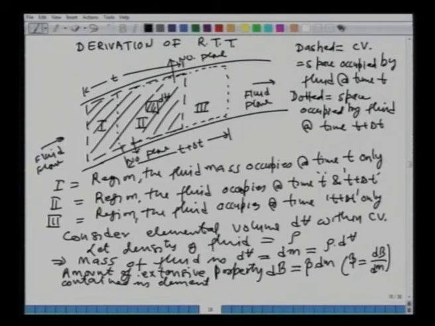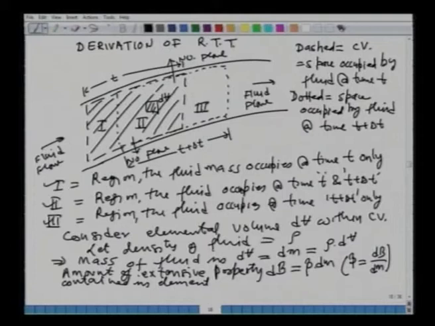What we did is we defined the control volume using this schematic diagram, in which we defined regions 1, 2 and 3, where region 1 was the region at time t only, region 2 was the region the fluid occupies at time t and t plus delta t, and region 3 is the region the fluid occupies at time t plus delta t only.